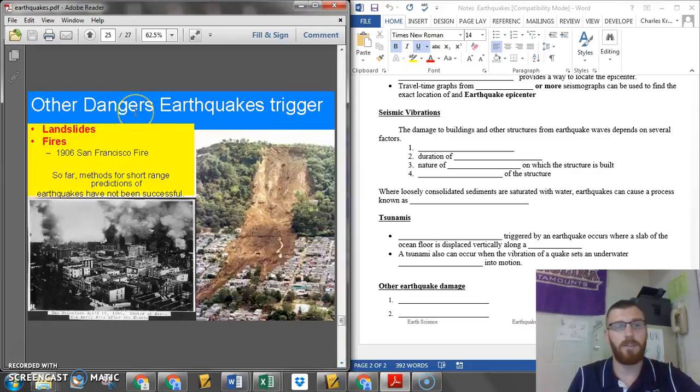So other dangers that earthquakes can trigger: landslides and fires. Think of the 1906 San Francisco fire here, triggered by an earthquake.